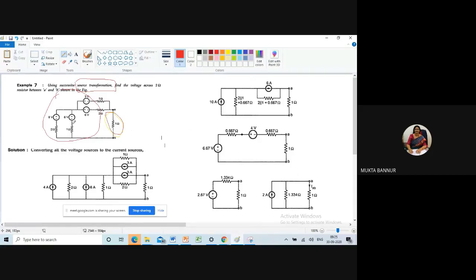See, these 2 voltage sources are connected in parallel. Similarly, these 2 voltage sources are connected in parallel, and the combination is connected in series with the load resistance of 1 ohm. What is the load resistance in our case? The load resistance is 1 ohm. Here we need to evaluate the current through the 1 ohm resistor by using source transformation.